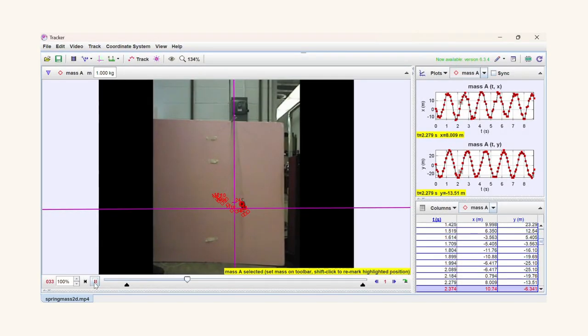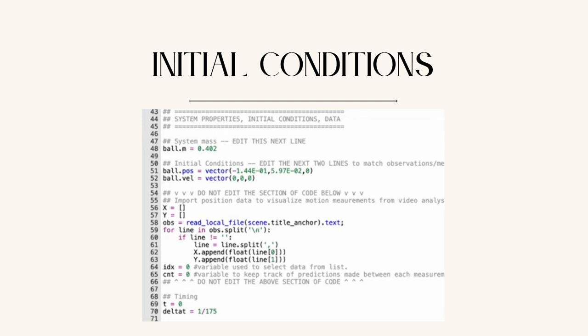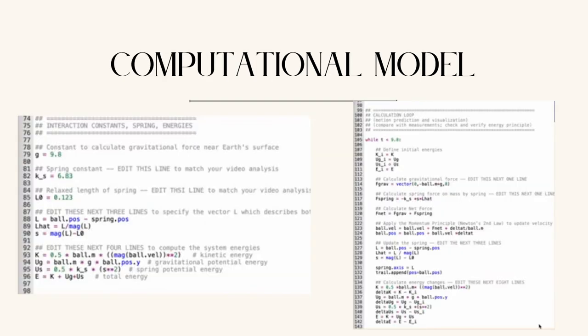Here's the data that I got, and here's the video. All right, here are the initial conditions. The ball's mass is 0.402. The position is there, and the velocity. And then a computational model, the rest of it. These are just some important things that you need to know: the gravitational force, the spring constant, the relaxed length.